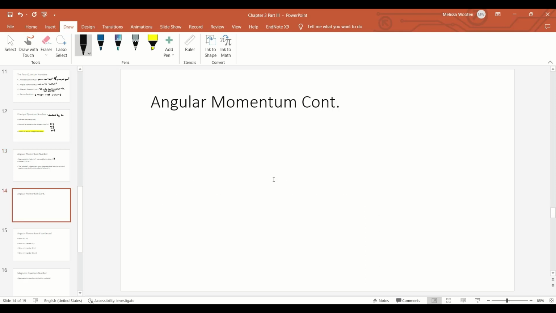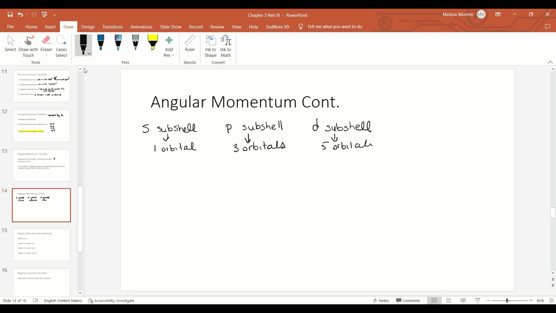And so we know that there is an S subshell. We know that there is a P subshell that contains specific orbitals, 3 p orbitals. We know that there's a D subshell that contains 5 d orbitals. So this contains 1 orbital. This contains 3 orbitals. This contains 5 orbitals. And F subshell contains 7 f orbitals. Okay?